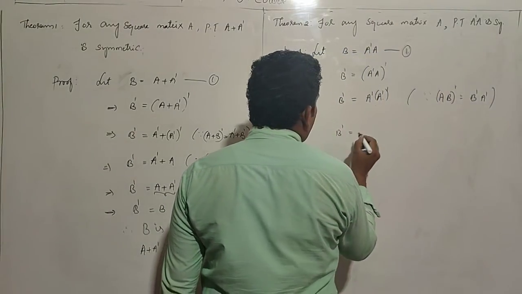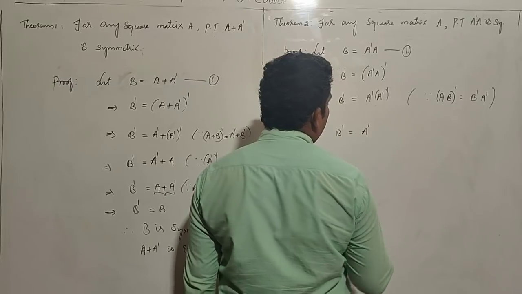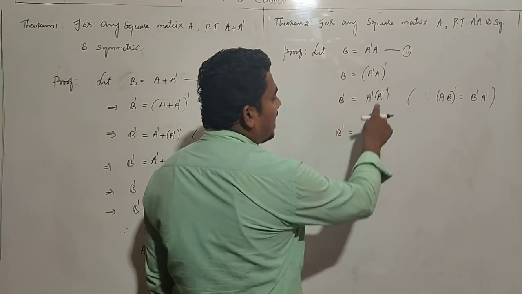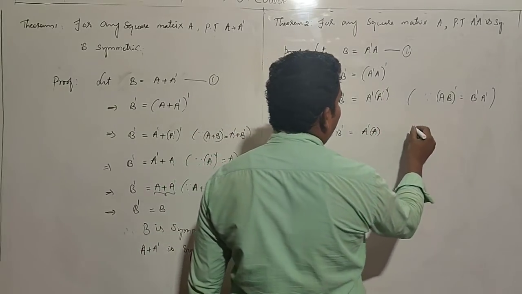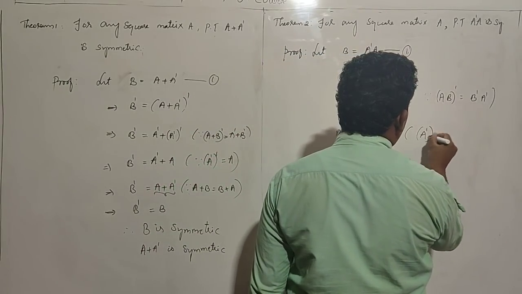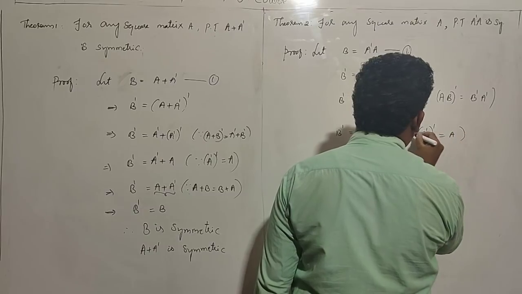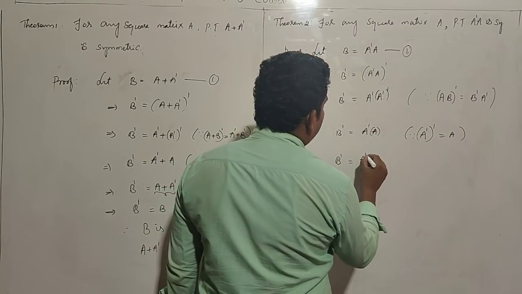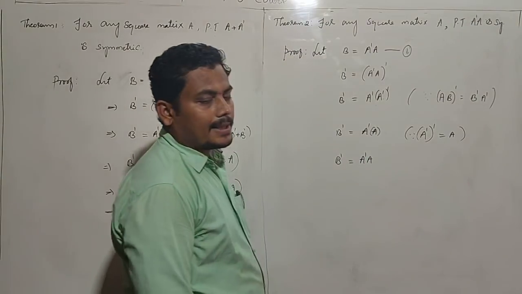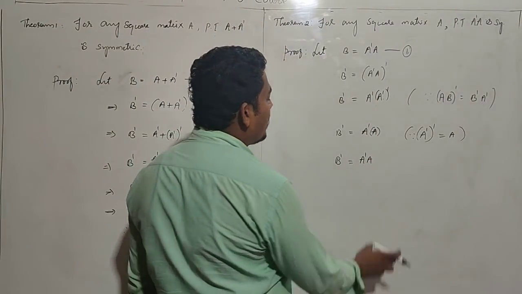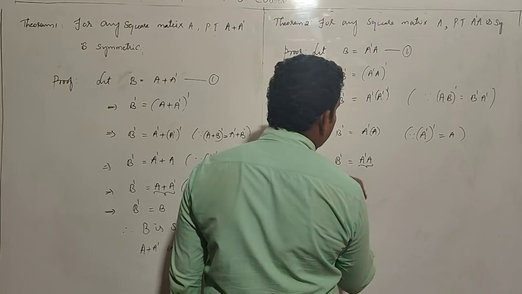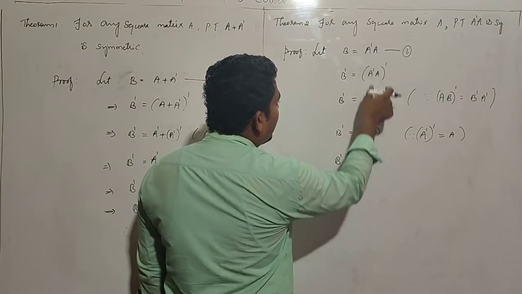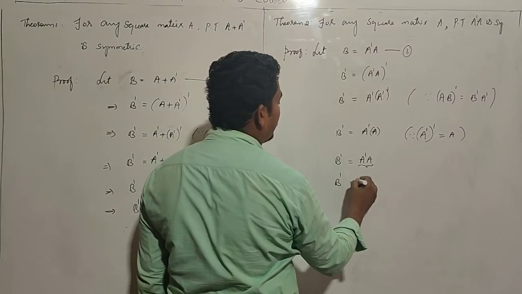Therefore, B transpose equal to A transpose into A transpose of transpose is A only. Why? Because we have the property A transpose of transpose is A. Then B transpose equal to A transpose into A. Now look at equation number 1. This is nothing but B transpose equal to, what is A transpose into A? A transpose into A is B only.